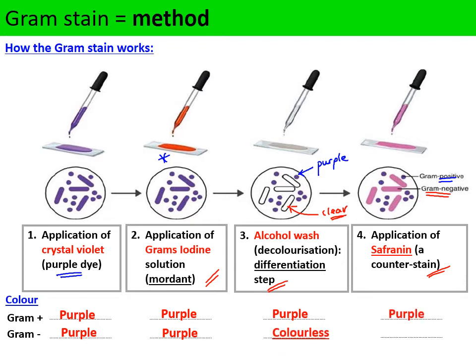Then we add the counterstain called safranin. We know that's a lighter pink colour, but because the gram-positive bacteria are already purple, that's not going to make much difference. However, this time the safranin binds to the thin layer of peptidoglycan that's now been exposed on the outside of the gram-negative bacteria. So these gram-negative bacteria are going to be red or pink, or reddy pink, at the end of the procedure.